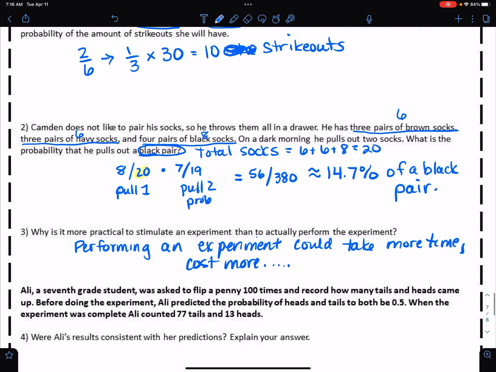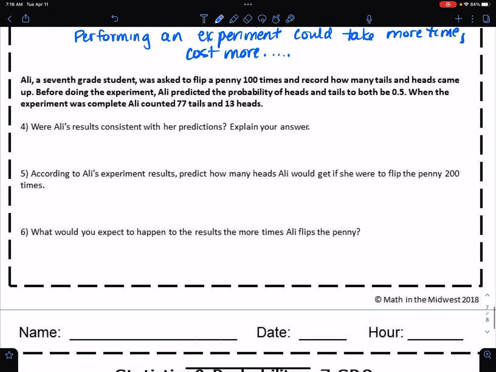Allie, a 7th grade student, was asked to flip a penny 100 times and record how many tails and how many heads came up. Before doing the experiment, Allie predicted that the probability of heads to tails should be 0.5, or 1 out of 2, or 50%. And that makes sense. There's only two options. It's just as likely to be heads as it is to be tails. But when the experiment was complete, Allie counted 77 tails and 13 heads. Were Allie's results consistent with her predictions? No.